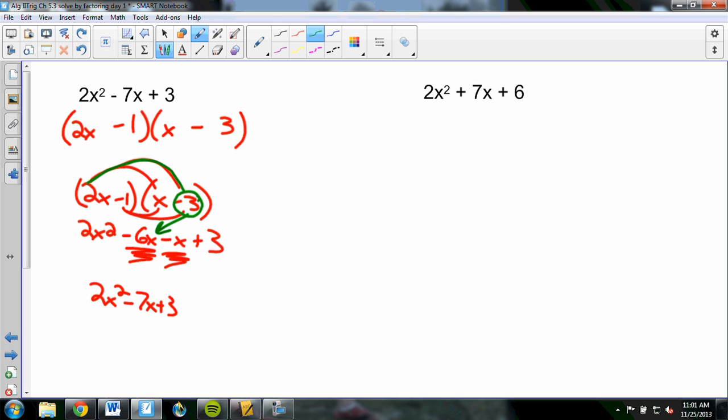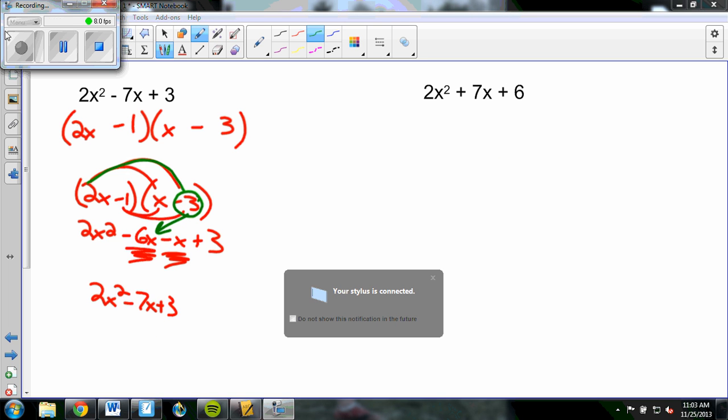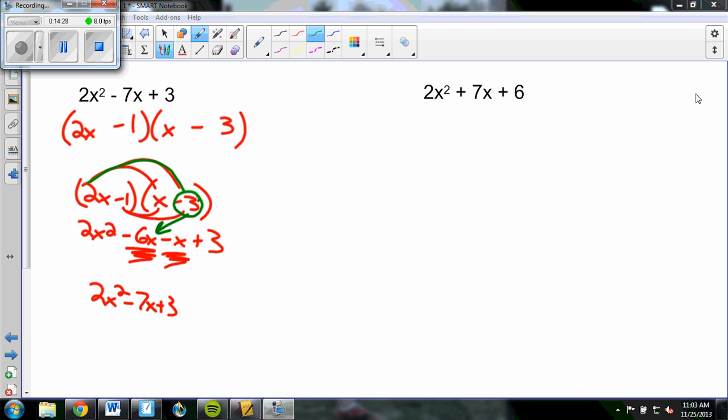Will you try the one on the right on your own? Take a second, try and factor the one on the right. I'll pause this recording, and then hopefully when I start it, it'll keep recording. All right, Will, go for it.